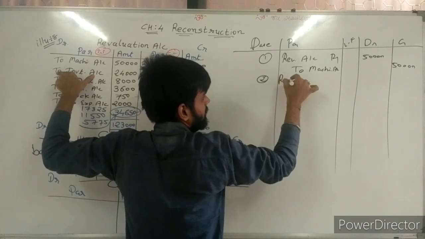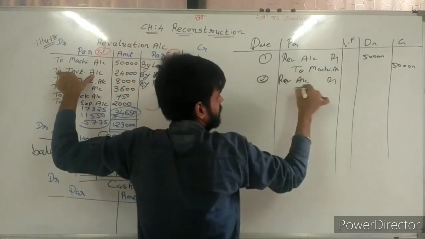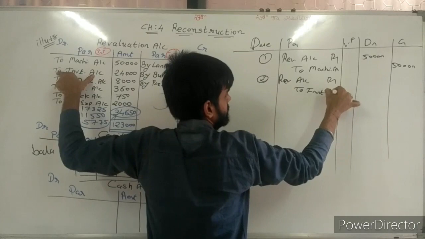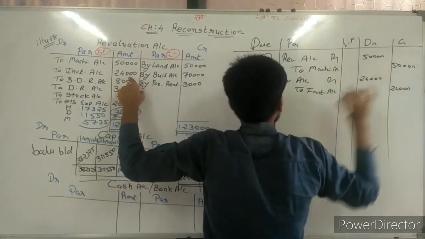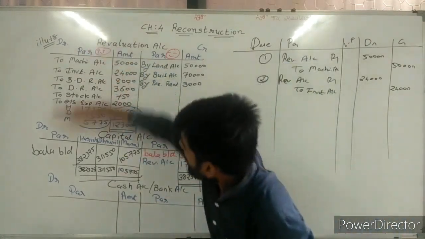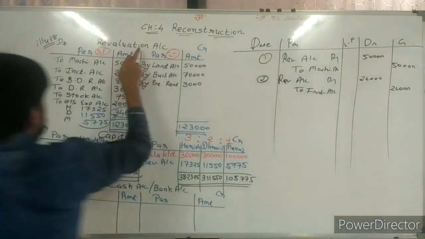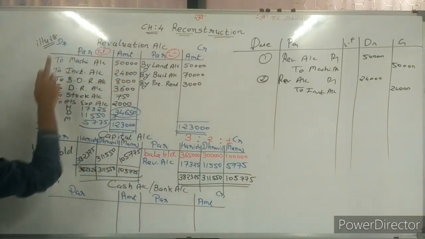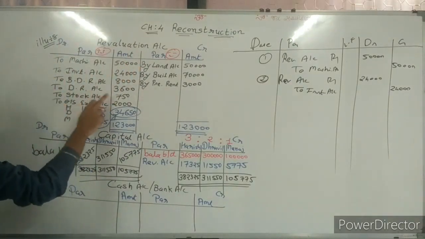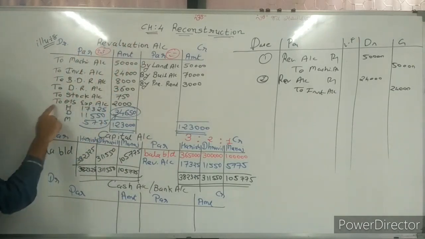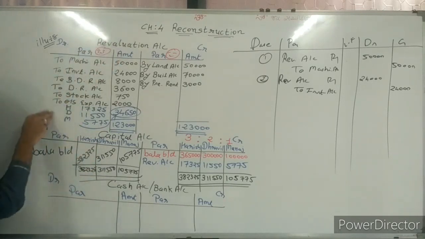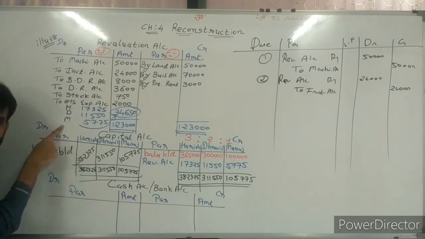Second journal entry: revaluation account debited to investment account 24,000. The same way you can make all the entries. Revaluation account debit to bad debt reserve account, revaluation account debit to discount reserve account, revaluation account debit to stock account, revaluation account debit to outstanding expense account, revaluation account debit to Harish capital account, to Dhruvil capital account, to Manoj capital account.